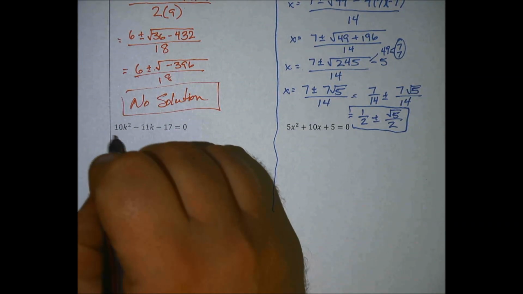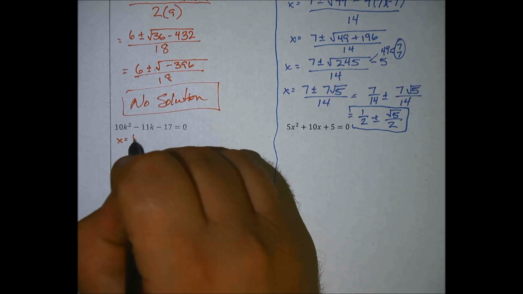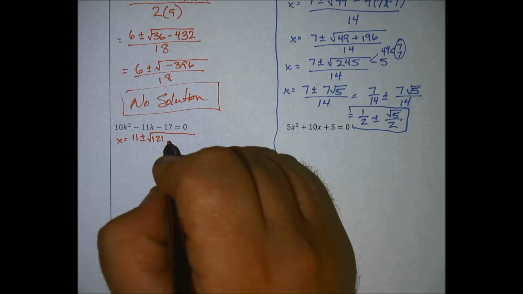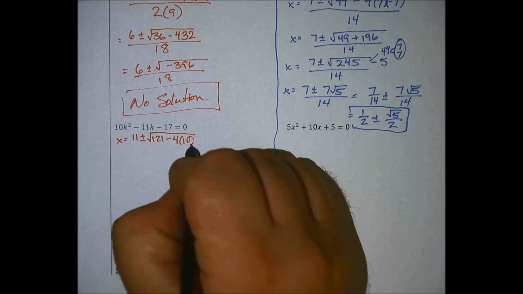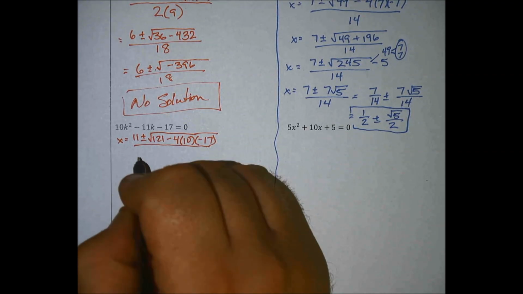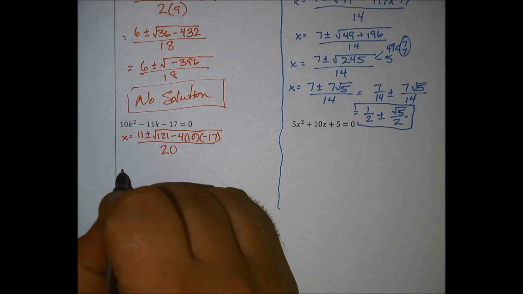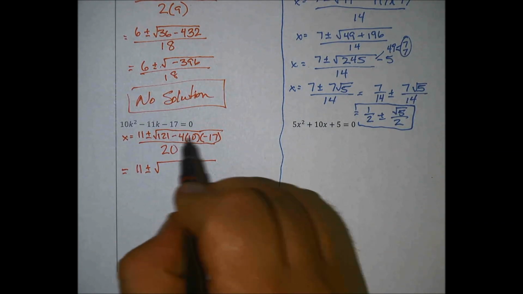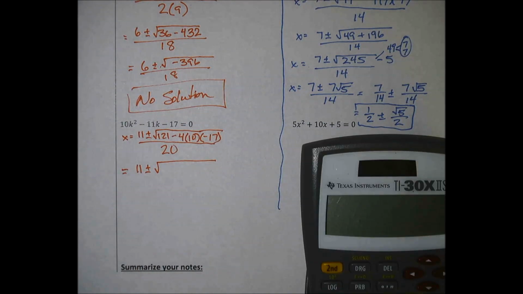All right? So remember, a, b, and c. So x equals negative b, which is the opposite of negative 11, plus or minus the square root of negative 11 squared, 121, and minus 4 times 10 times negative 17. Close that off. All over 2a. 2 times 10 is 20. Okay, so here we have 11 plus or minus the square root. 4 times 10 times 17, that's a pretty big number. And let me double check that.